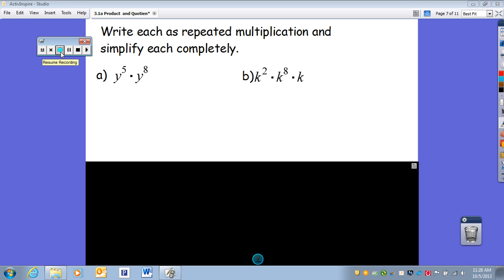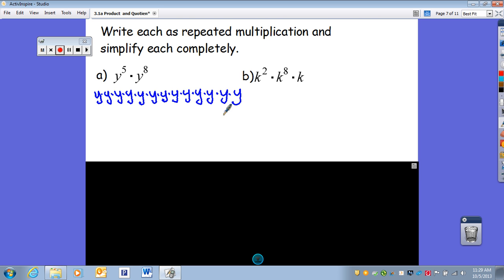Let's take a look at some examples of problems. The directions say write as repeated multiplication and then simplify each. So if we have y to the fifth, we're going to write that out as repeated multiplication. Y to the fifth tells us that there are going to be 5 y's. And then y to the eighth tells us there's going to be 8 of those. So now to simplify, we keep the base and we add the exponents together. 5 plus 8 is 13.